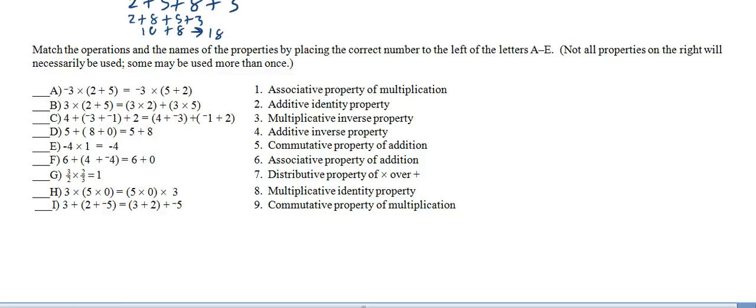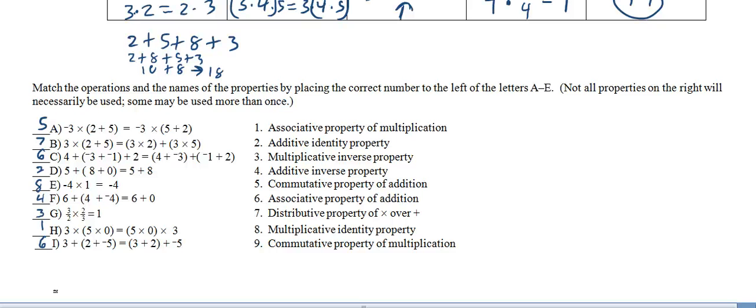Okay, there's your answers. So look them over and think about why each one. I'll give you a hint on the first one on why it's number 5. You think, oh, parentheses, distributive, right? Nothing was distributive. What happened is 2 plus 5 was rotated and gave you 5 plus 2. That's commutative property, and the operation between the 5 and the 2 is addition. So it's commutative property of addition. That's why I put a 5 there.